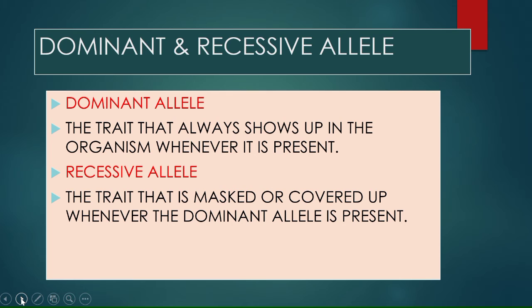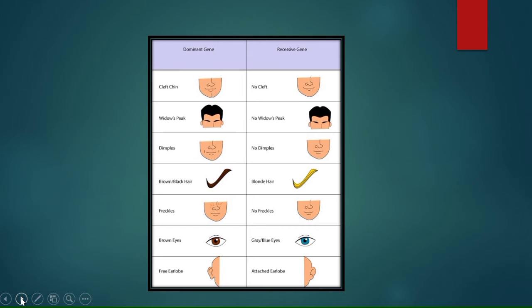Now about dominant and recessive alleles. The trait that always shows up in the organism whenever it is present is the dominant allele. The trait that is masked or covered up whenever the dominant allele is present is the recessive allele. These are some examples of dominant and recessive alleles in different traits in human beings.